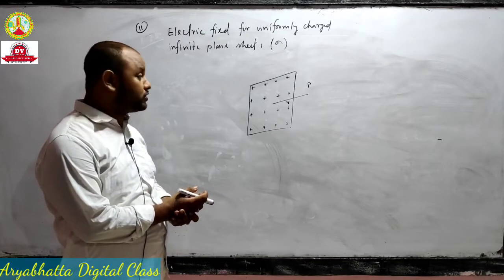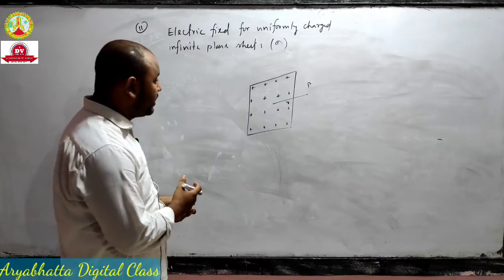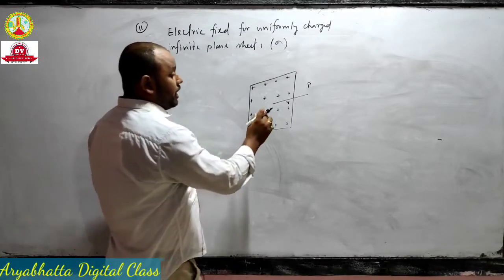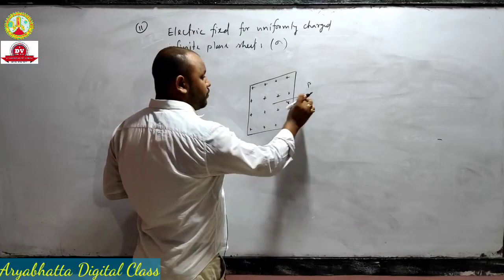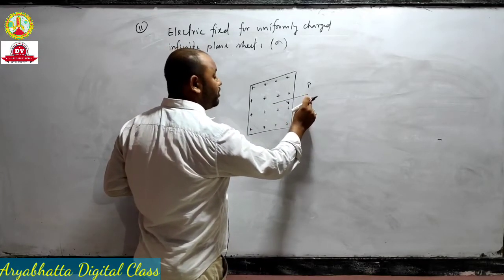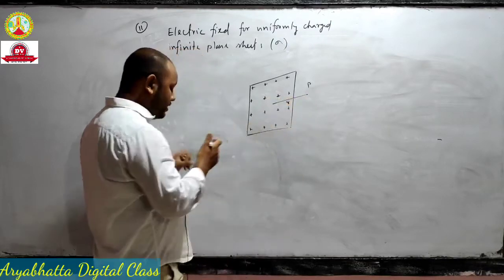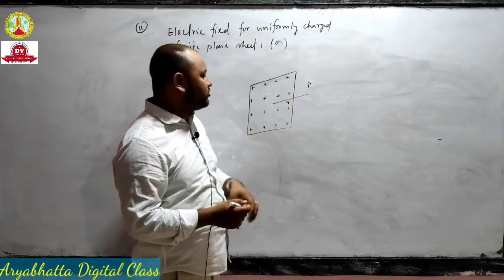What do we need? We need a Gaussian surface. So let us see what kind of Gaussian surface we will take. Suppose this is the point where we need to calculate the value of the electric field, and the point P is at a distance r, towards the right side.